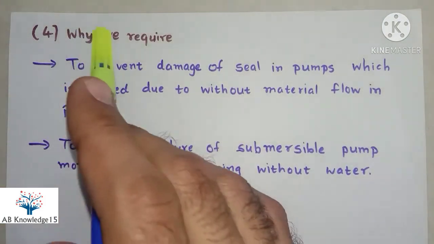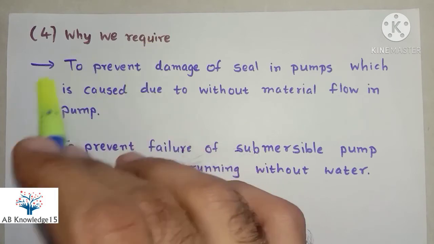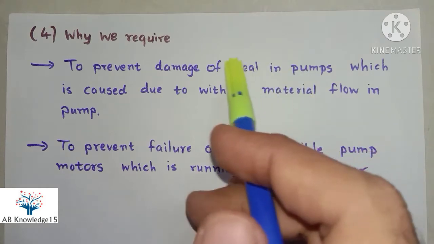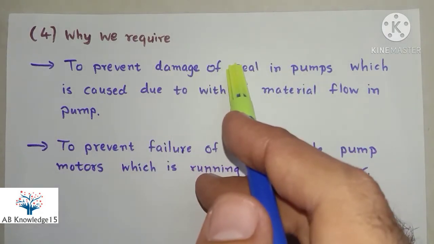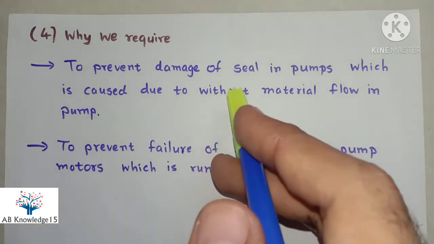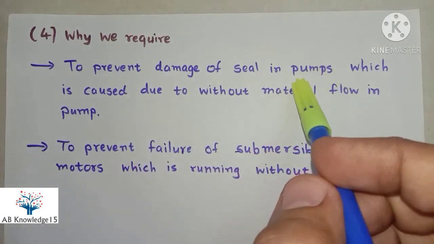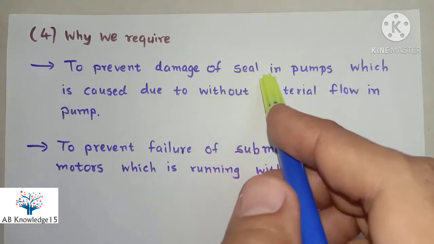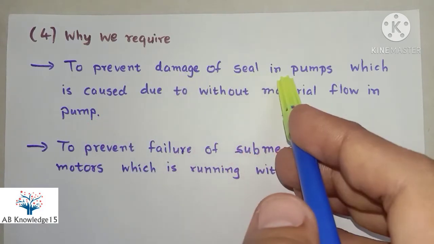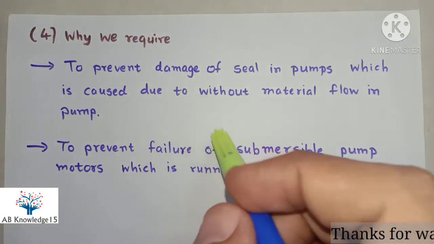Now we will discuss why we require the underload protection of a motor. Here the pumps connected with the motors are provided with seals. In underload conditions, meaning the situation when the material is not flowing in the pumps, the seals of the pumps are getting damaged. So to prevent the damage of the seals in the pumps, we require to provide underload protection to the motor.